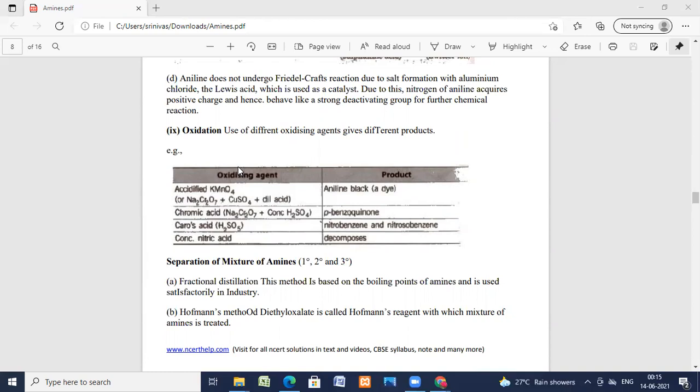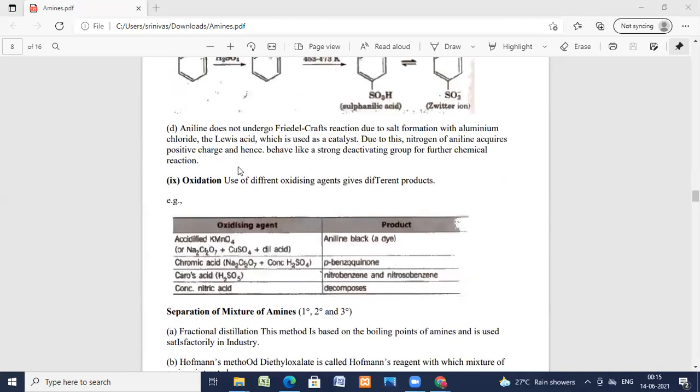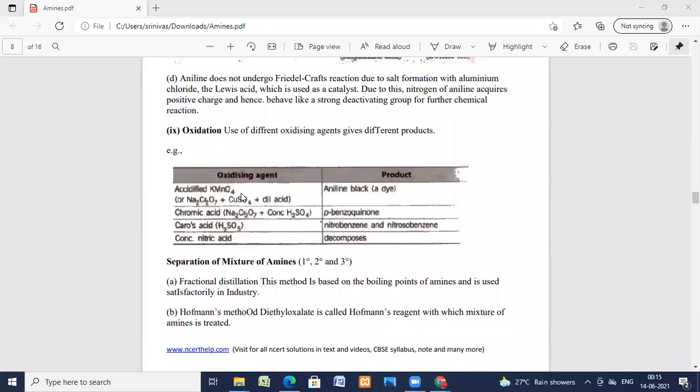See, as I've told you, aniline doesn't undergo any Friedel-Crafts reactions due to the salt formation with aluminum chloride, that is a Lewis acid. It acts as a catalyst. So due to this, the nitrogen of aniline acquires positive charge and hence it behaves like a strong deactivating group for further chemical reaction. Now we'll see the oxidation reactions, how it is different for different oxidizing agents to give different products.